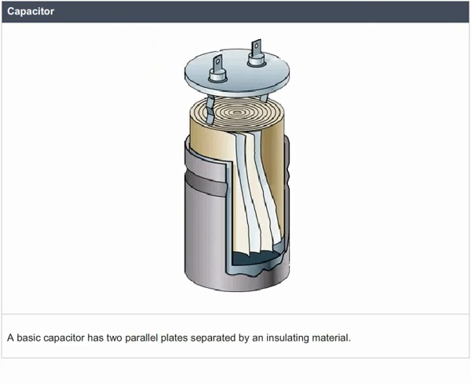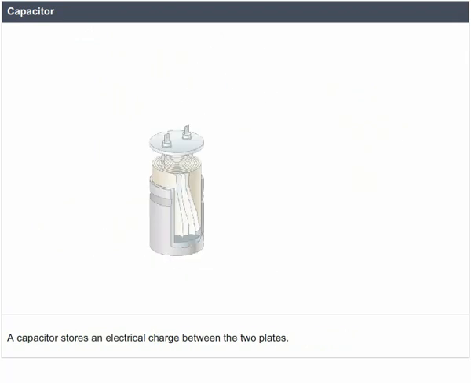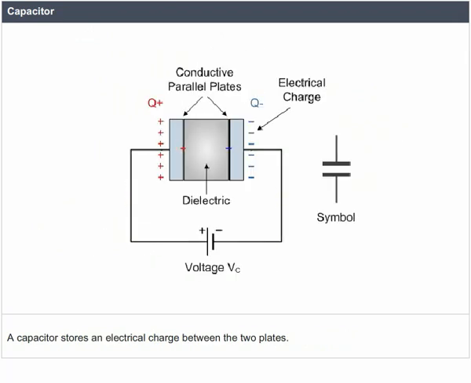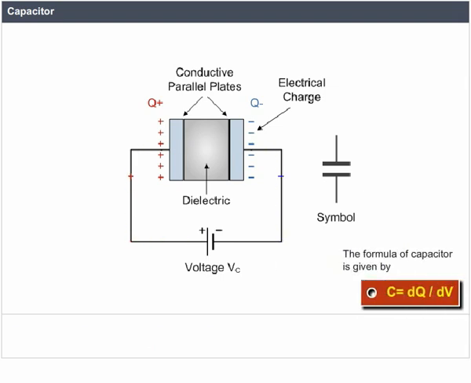Capacitor. A basic capacitor has two parallel plates separated by an insulating material. A capacitor stores an electric charge between the two plates. The unit of capacitance is farads, F. Capacitance values are normally smaller, such as μF, nF or pF. The formula of capacitor is given by C = dQ/dV.